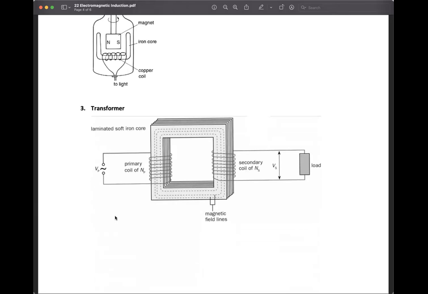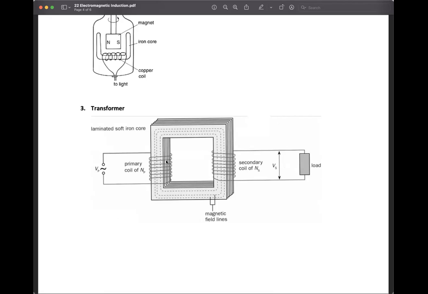Basically, a transformer is transferring your electrical power from a primary side to a secondary side. I repeat myself again: a transformer allows you to transfer the electrical power from one side to the other side. Why do we need to do that?